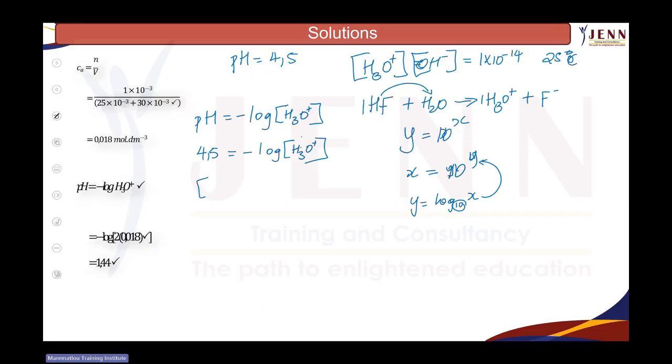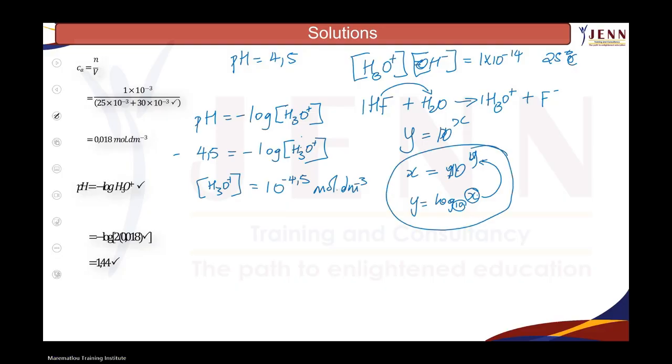Concentration is X in this instance. So that will be H3O plus is equal to 10 to the power, we're going to multiply with a negative sign on both sides. So 10 to the power negative 4,5. And that will be your concentration in moles per decimeter cubed. So all you need to take note of is that interchange in there.